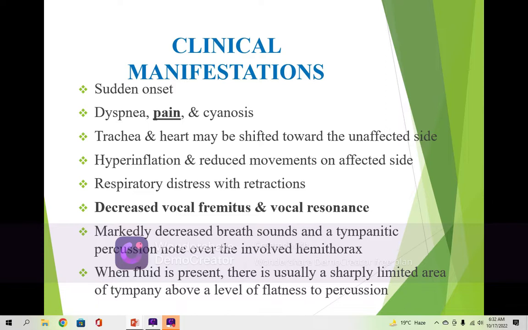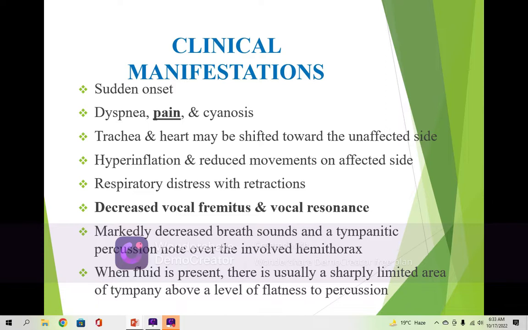Trachea and the heart may be shifted toward the unaffected side. Hyperinflation and reduced movement of the affected side, and respiratory distress with retractions. And there is decreased vocal fremitus and vocal resonance, VR, and the tactile vocal fremitus will become reduced. Markedly decreased breath sound, you will not hear breath sounds.